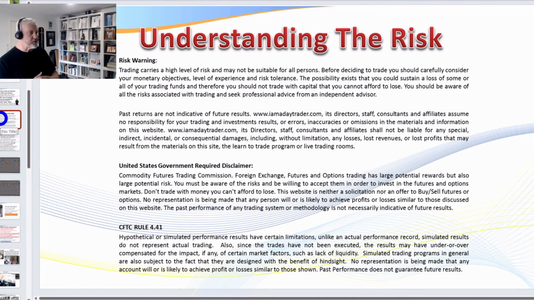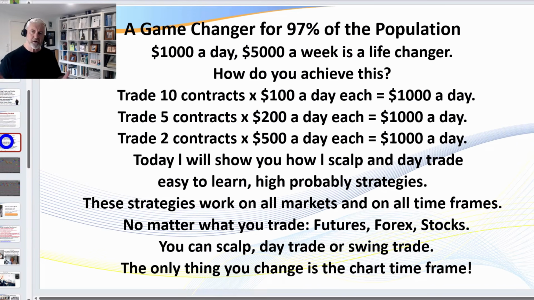As always, there is a risk in trading. I do need to pull up the disclaimer. Don't trade with money that you can't afford to lose. And the great thing with most trading platforms today, traders, is you can trade on the simulator.